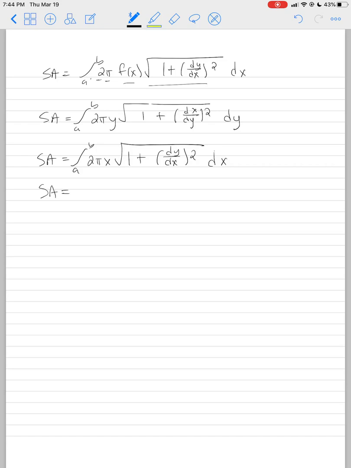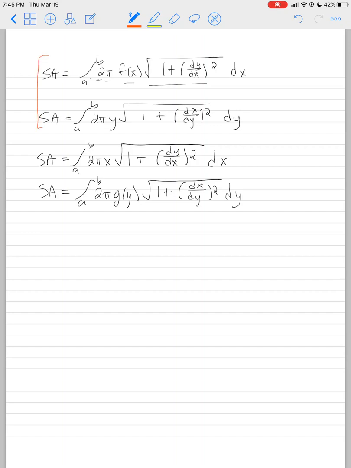It is very critical that you are careful of your X's and Y's here, because it may look like I'm writing the same thing, and I'm not. Sometimes I'm writing dy dx, and sometimes I'm writing dx dy. All right. So, when do we do these?